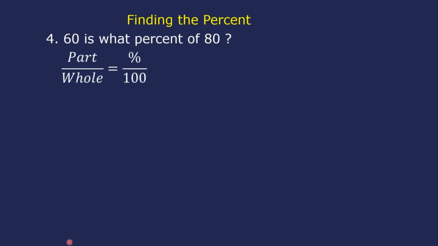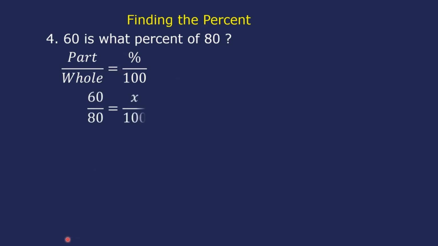Finding the percent. Problem number 4. 60 is what percent of 80? The formula is part over whole is equal to percent over 100. What is asked in the problem is the percent. The number after the preposition "of" is 80, so 80 is the whole, and therefore 60 is the part. So we substitute 60 for part and 80 for whole, and then represent the percent by x.